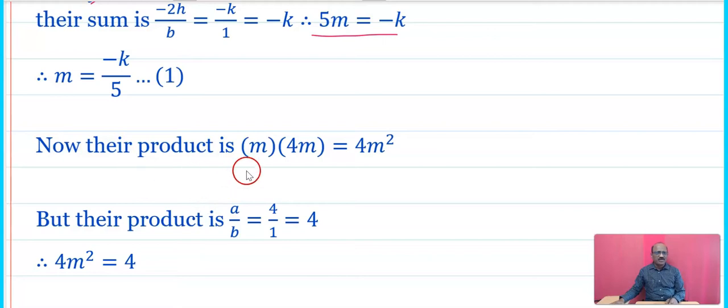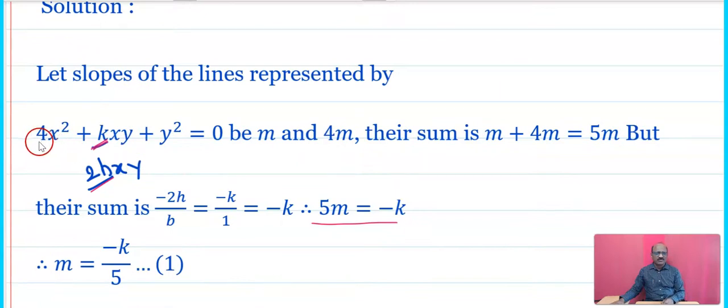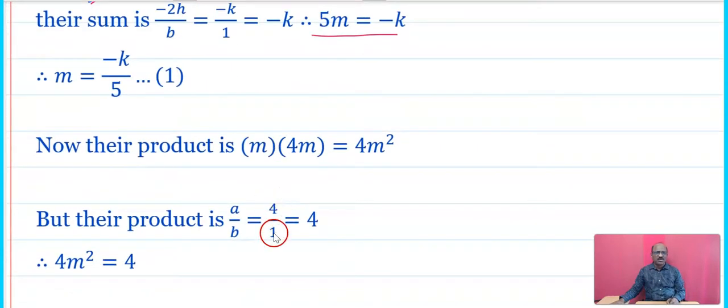Now their product, m1 × m2, is m × 4m, that is 4m². What is their product in terms of the coefficients? a/b. The value of a is 4 and b is 1, so a/b is 4/1, which equals 4. And therefore 4m² = 4, the product of the roots.